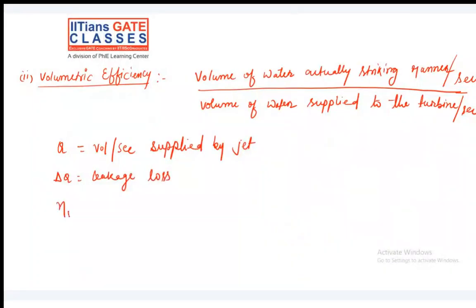Then what is volumetric efficiency? This is Q minus delta Q divided by Q. It means there is some leakage. Now we understand there can be some leakages, and those leakages are not striking the runner. So let us account for them somewhere. So this is called what? Volumetric efficiency. These two terms are very important.